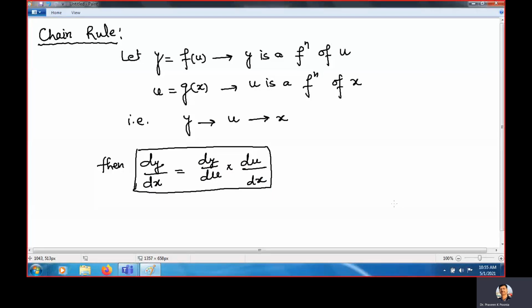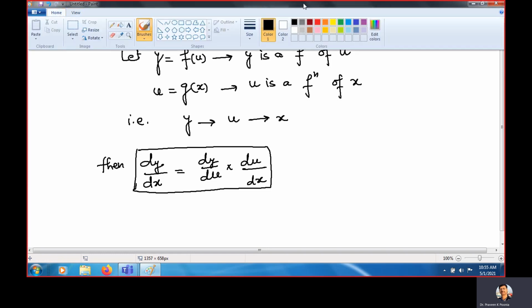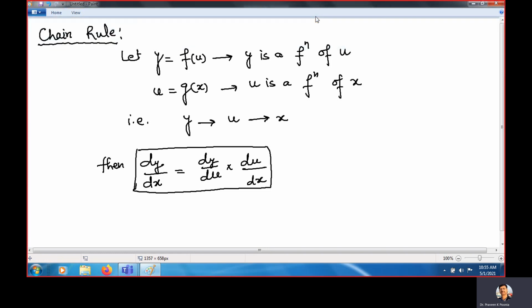Hello students. The next topic we are going to study is chain rule. What basically is chain rule? Chain rule we study for composite functions. Composite means when it is a group of three functions, like this one, you can say three variables.